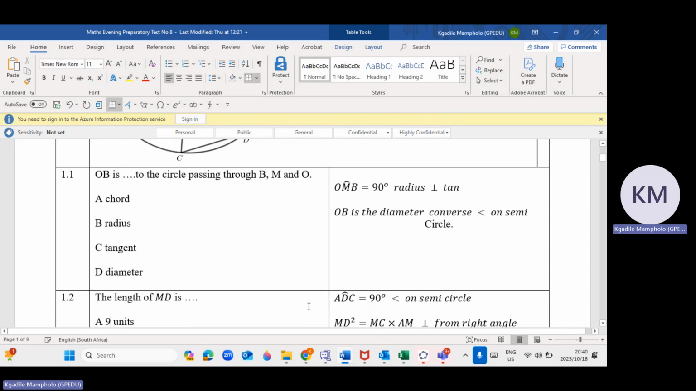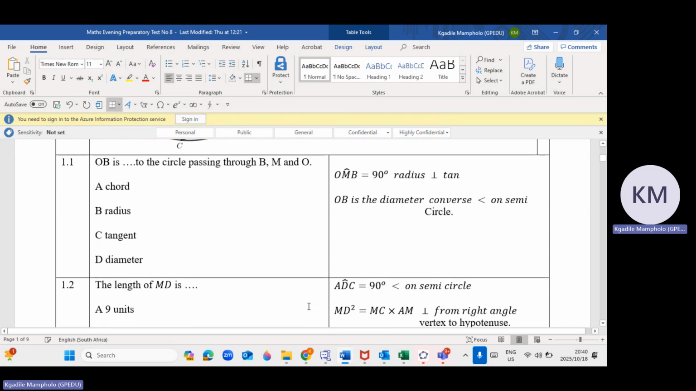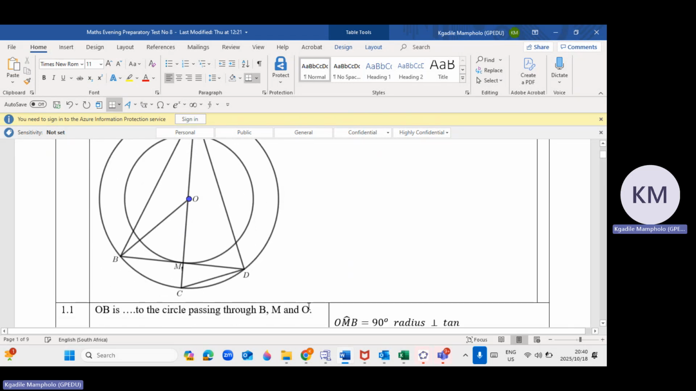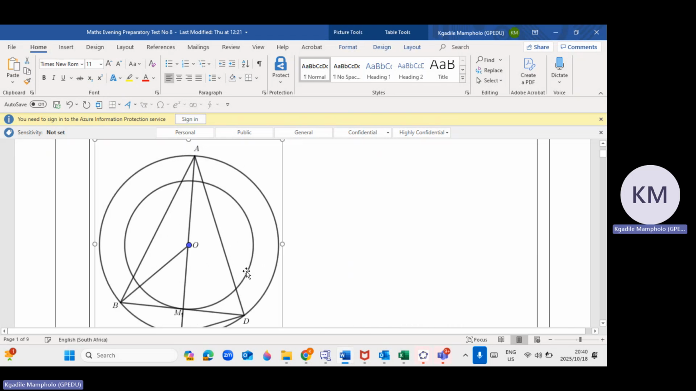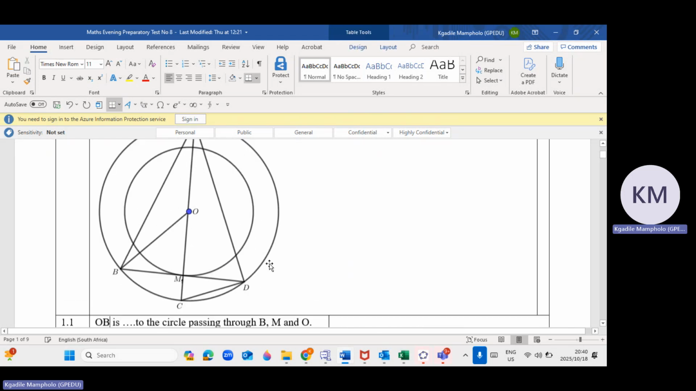Now, the second question, the sub-question of this, asks what is the length of MD? Let's check where MD is. What is the length of MD? Now, since AC is a diameter, it means angle ADC is 90 degrees. Your reason, you will say, is the angle on a semicircle.